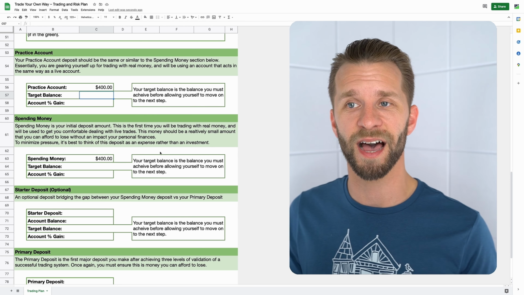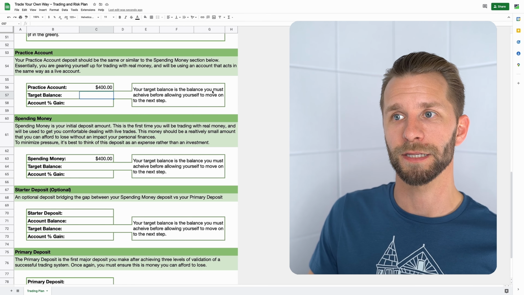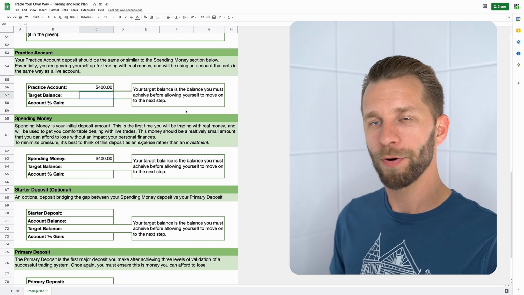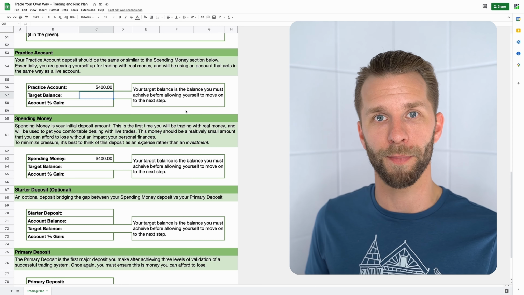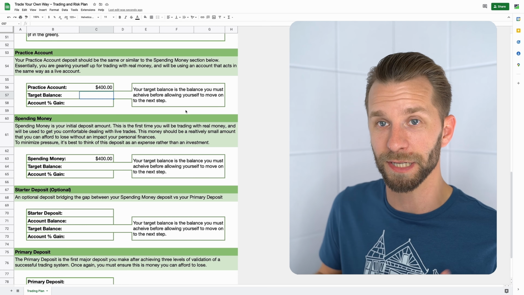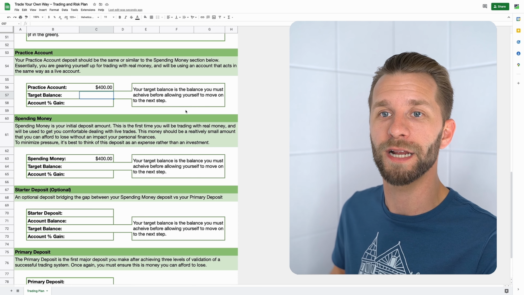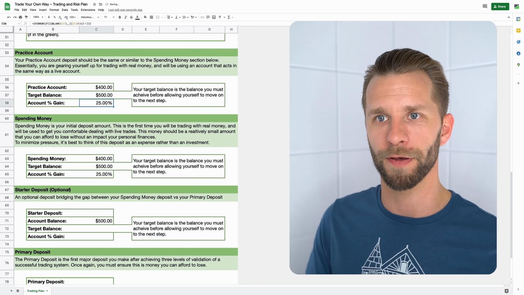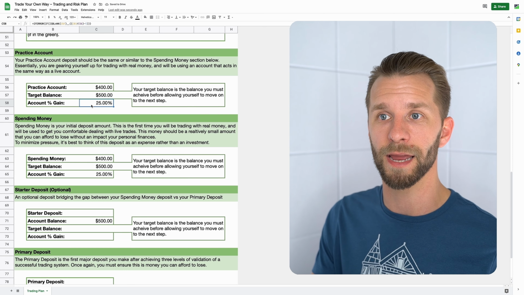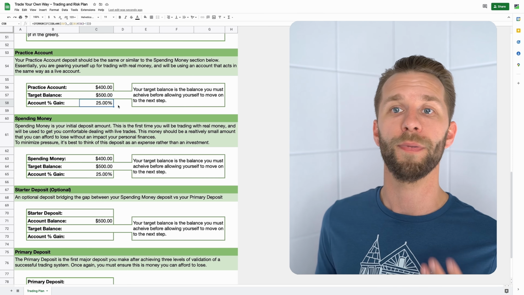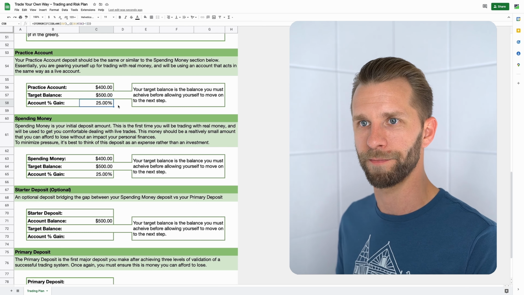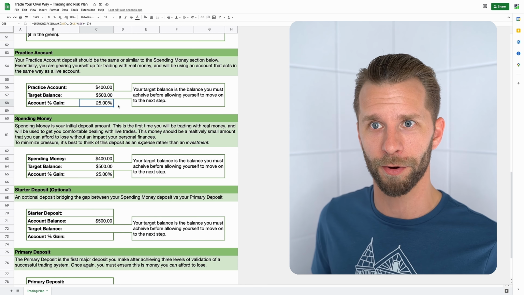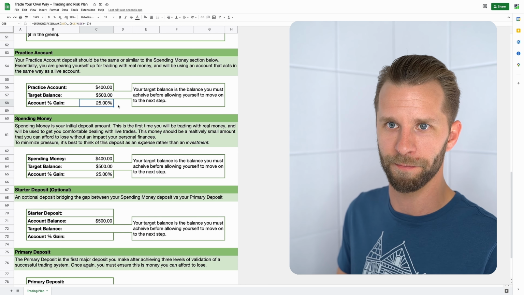The next point is the target balance. Your target balance is the balance you must achieve before allowing yourself to move on to the next step. I put this in here so that you get used to trading with that money and you actually test out your strategies and make sure they work before you graduate on to the next financial level. So I'm going to put my target balance as $500. That shows me I need to gain 25% of my account balance before I can move on to the next section. I've started with $400. I need to make another $100 from that $400 before I can move on to spending money.